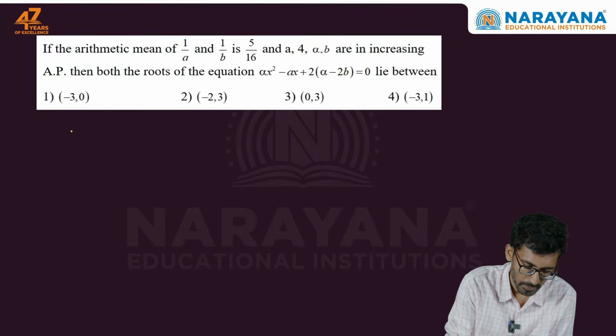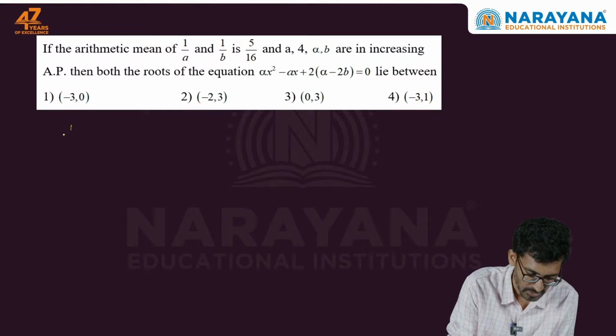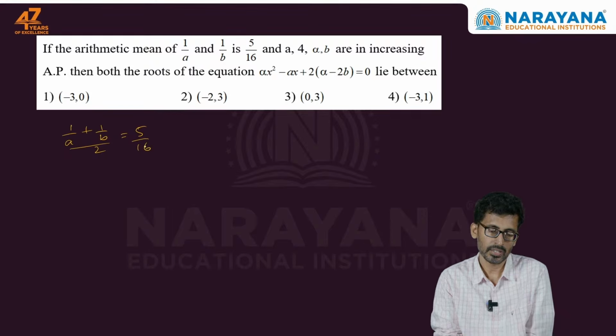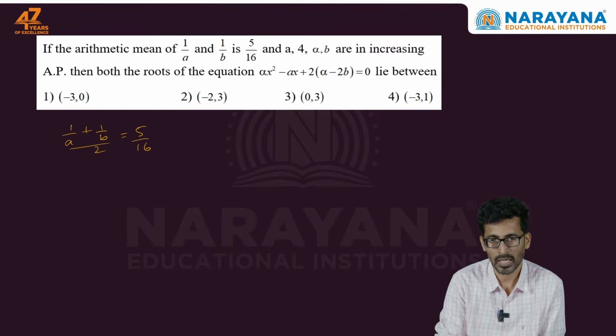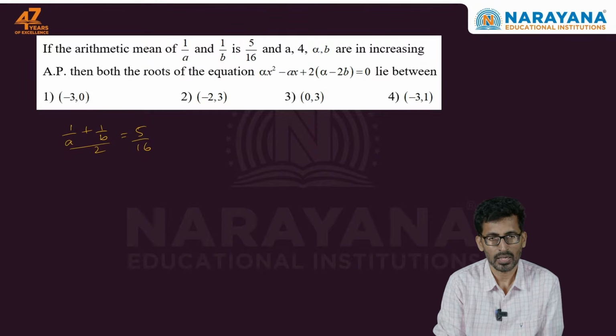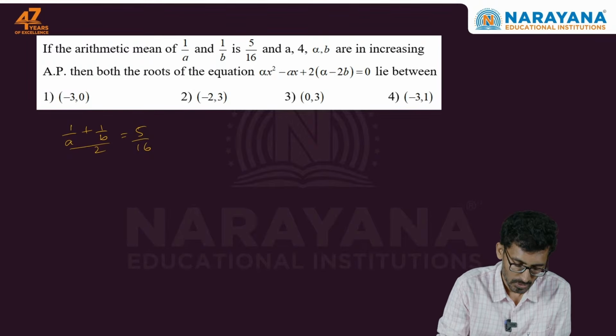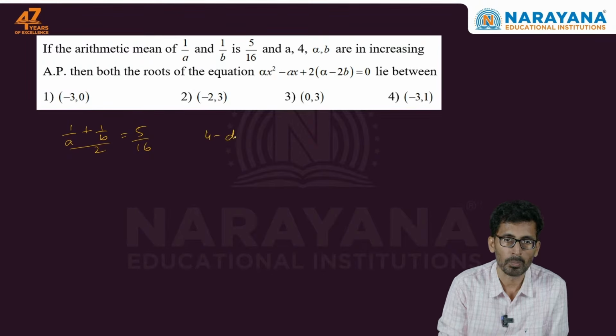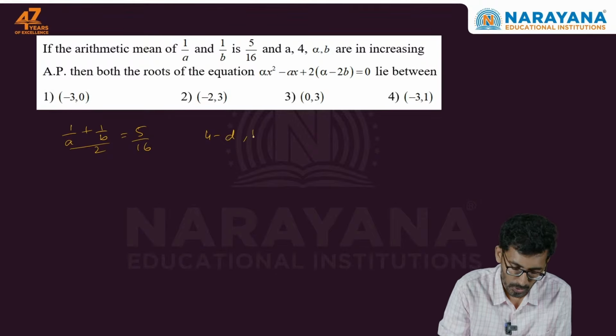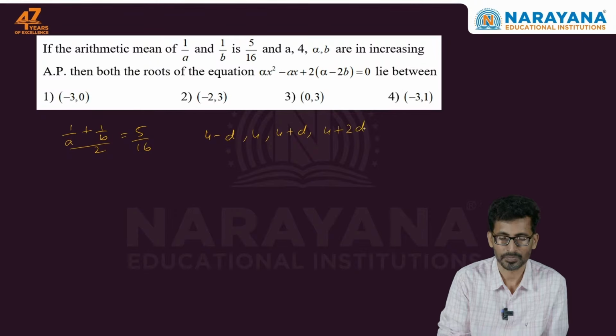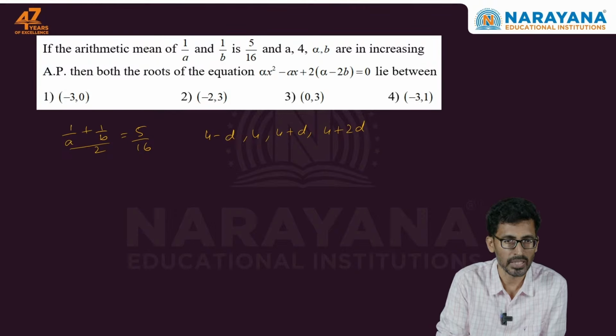Arithmetic mean of 1 by A and 1 by B is 5 by 16 means we can write (1 by A plus 1 by B) by 2 is equal to 5 by 16, and here A, 4, alpha, B are in increasing AP. So here I will assume the common difference to be D. So A I can write as 4 minus D, alpha is equal to 4 plus D, and B is equal to 4 plus 2D. Here I am assuming the common difference to be D.